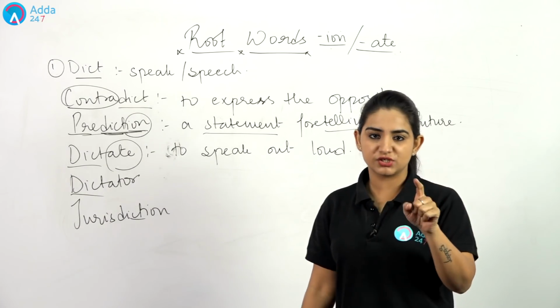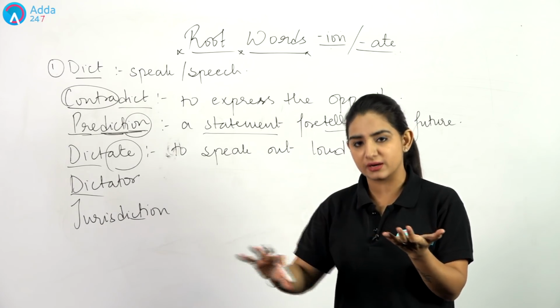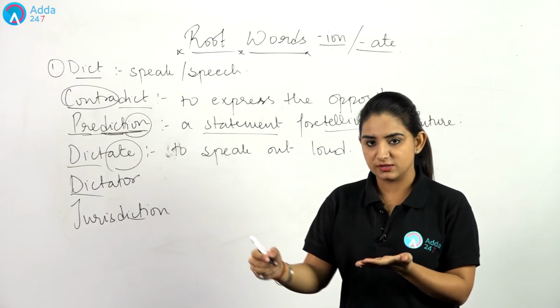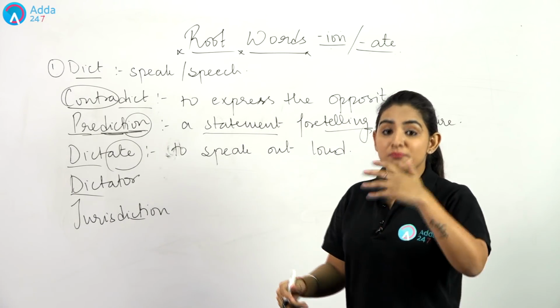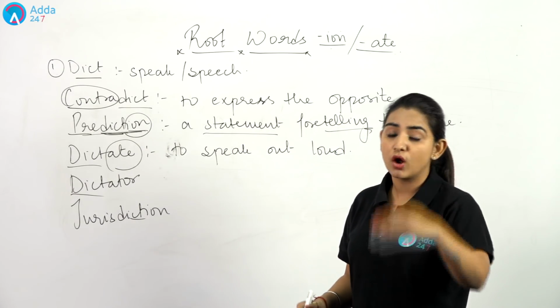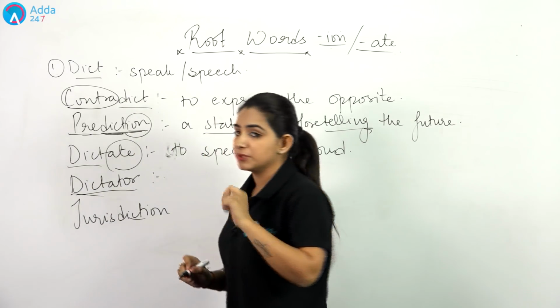You must have got dictations in your childhood days, right? The teacher used to speak some lines, some paragraphs, and then you needed to write it, right? So that is what we mean by dictate, to speak out aloud to make somebody else understand what you are saying. Next is dictator. Dictator is a person.